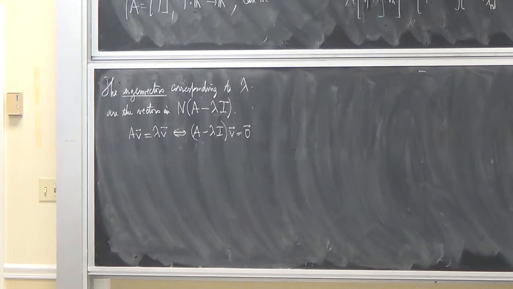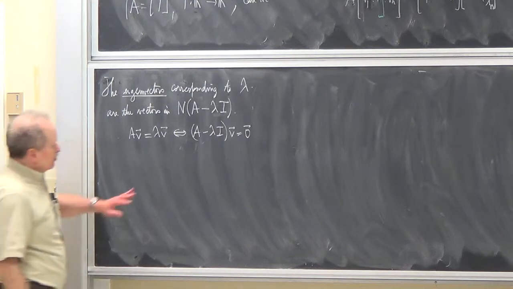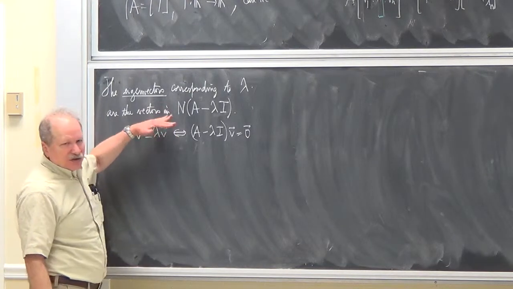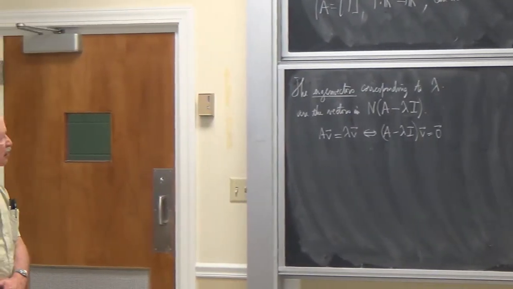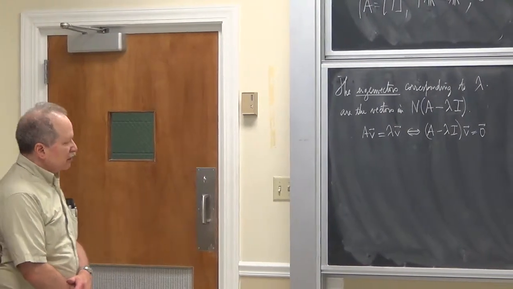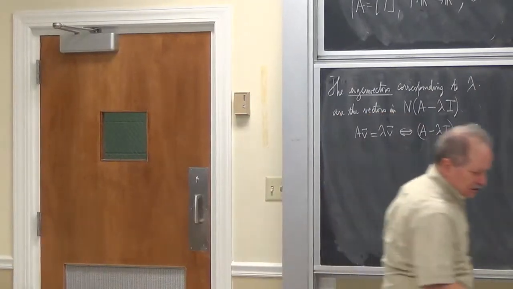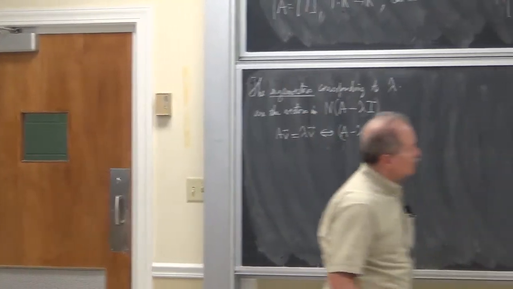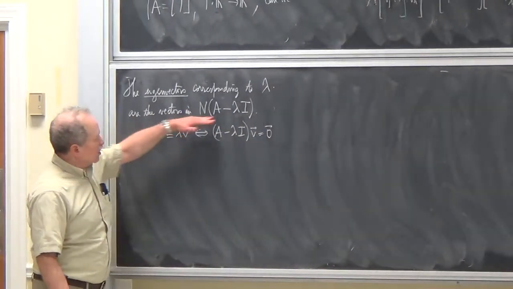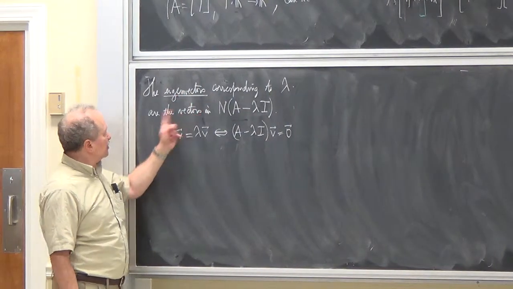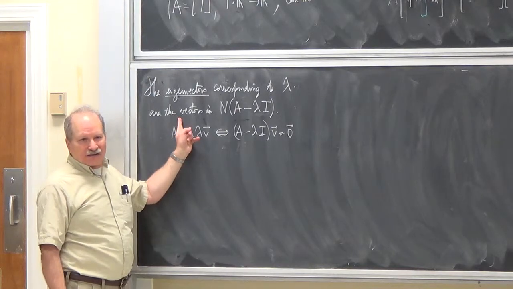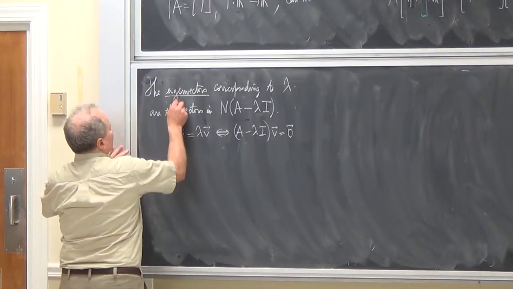Right? This is saying Av equals lambda v is equivalent to saying A minus lambda I times v is 0. Now there's something slightly wrong with this statement. What's the slightly wrong thing? The eigenvector could be 0 still. Right, a vector in the null space could be 0. So the eigenvectors corresponding to lambda are the non-zero ones.